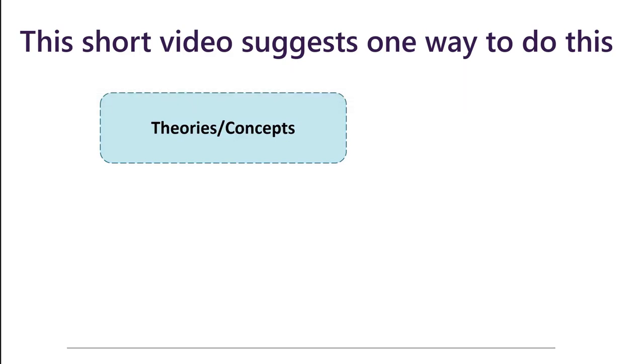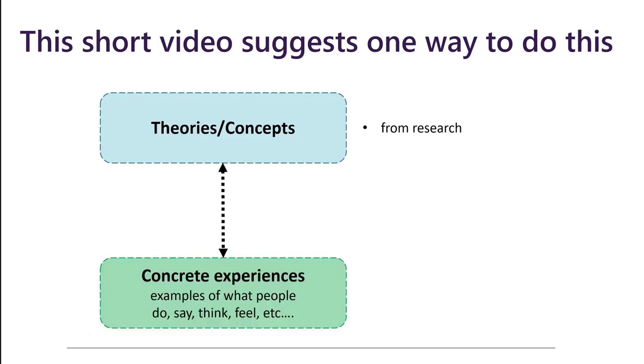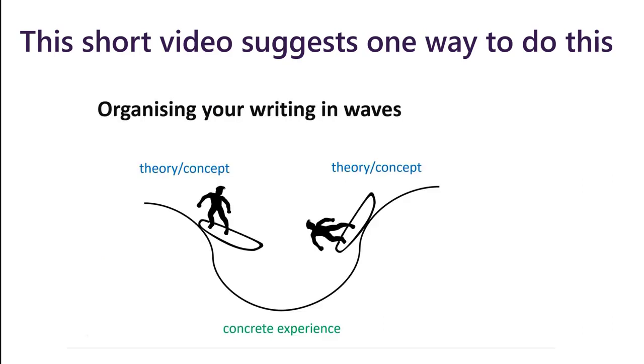Reflective writing tasks commonly expect you to connect theories or concepts from research to concrete experiences, with examples of what people do, say, think and feel. These can be your experiences or those of others, such as those described in research. When you can clearly match theory with concrete experiences, you show you understand the theory or concept you're writing about. One way to organize your writing is to think of waves. Waves can be different lengths. The following 3 examples will show you waves in a paragraph.